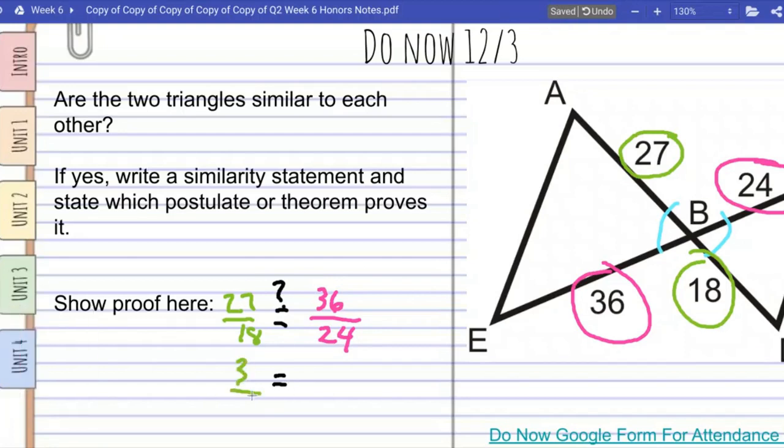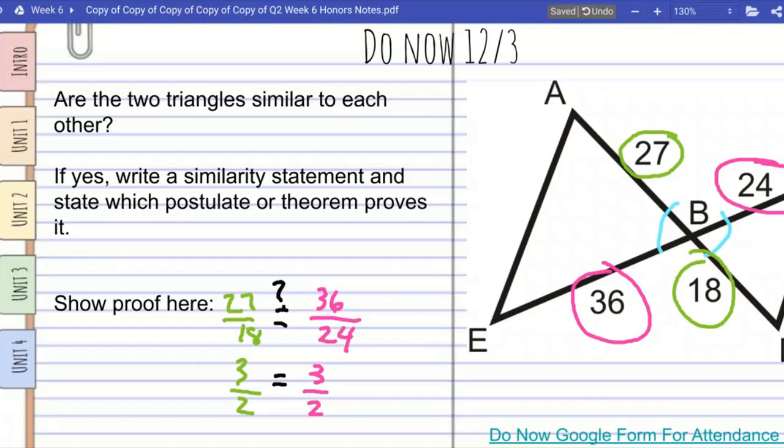Now remember, if you do 18 over 27, then you just do 24 over 36. It doesn't matter what goes on top and what goes on the bottom as long as you pair up the right sides and then you look at the two triangles. So if you flipped them over, you get 2/3. So I know that these two triangles are similar to each other.